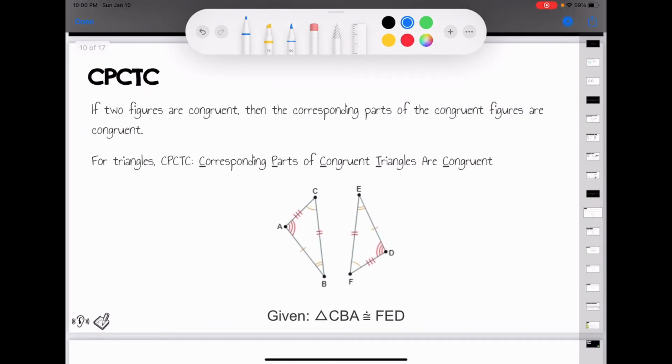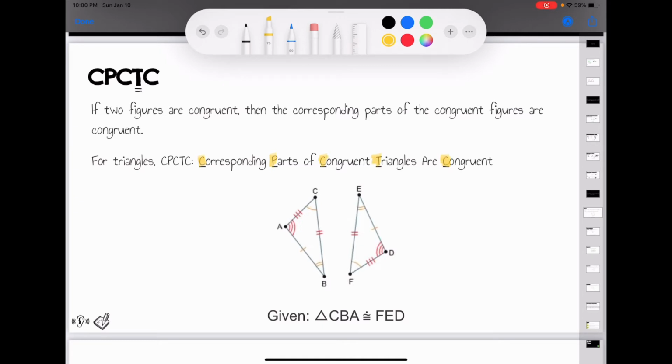So remember that we learned the CPCTC theorem, or not theorem, but understanding. This understanding basically told us that if two figures, specifically triangles, because we had this T, which represents triangles, if two triangles are congruent, well then the corresponding parts of those triangles are congruent. So for triangles, this is known as the corresponding parts of congruent triangles are congruent. That's how we get C, P, C, T, C.